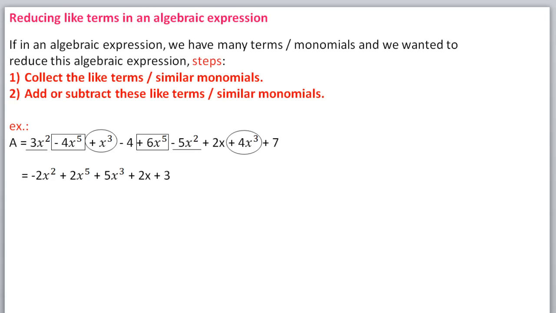We still have 3 slides only, or 4. Reducing like terms. It's the same. Okay, it's the same. If in an algebraic expression we have many terms, monomials, and we wanted to reduce this algebraic expression. Steps: collect like terms or similar monomials, add or subtract these like terms. It's the same idea, but just more advanced. For example, look at this example.